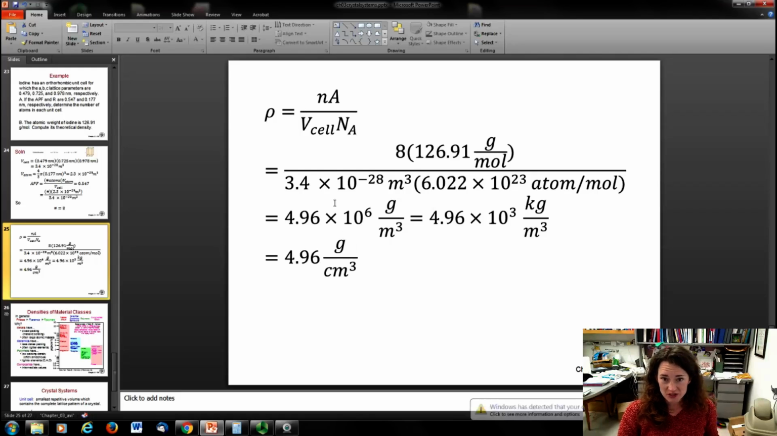Multiplying through, doing your dimensional analysis, you can see that you get 4.96 times 10 to the 6 grams per meter cubed. That's not typical for how you give a density. Usually you give it in kilograms per meter cubed. To convert that, you just divide by 1,000, and you've got it in terms of kilograms per cubic meter: 4.96 times 10 to the 3 kilograms per cubic meter. Another typical unit for density is grams per centimeter cubed. So I've done that conversion here, and you get 4.96 grams per cubic centimeter. All right, so that's our theoretical density.